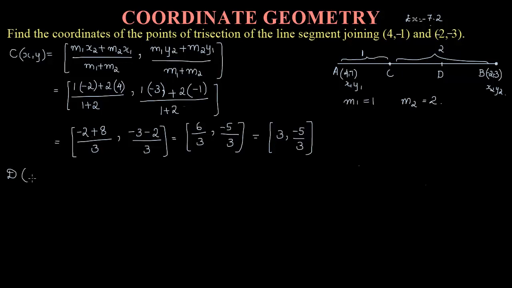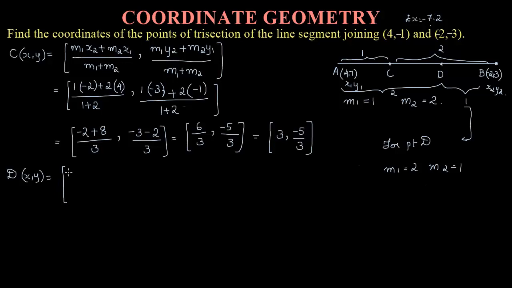Now let us find the coordinate of point D actually. So D of x comma y will be equals to, again you need to write the formula. I am just going to follow the same formula here as the space is not much. So again, if I am talking about the point D, from A, how many parts are there from A to D? There are 2 parts. And from D to B, how many parts are there? There is only 1 part. So for point D, M1 is equals to 2 and M2 is equals to 1.